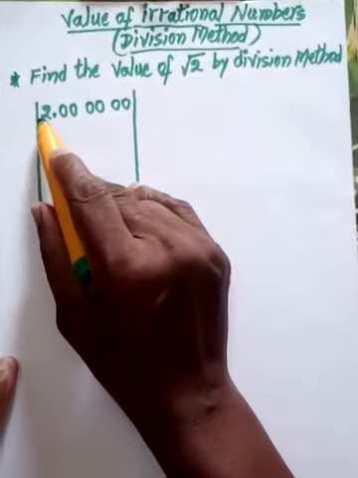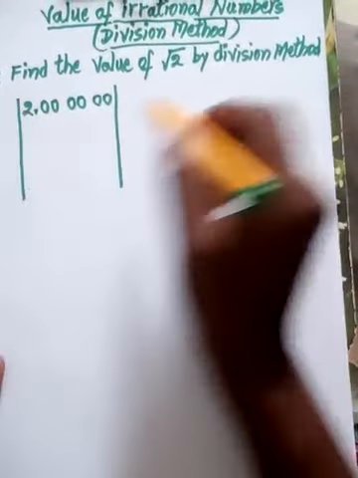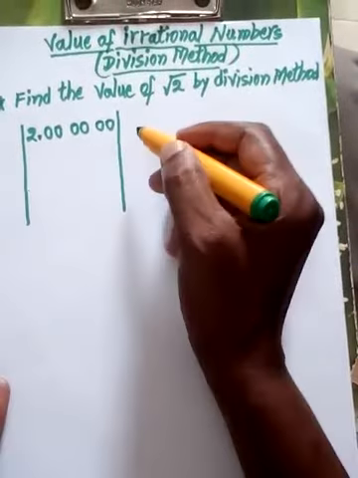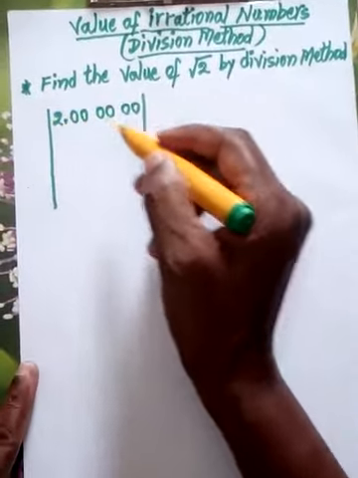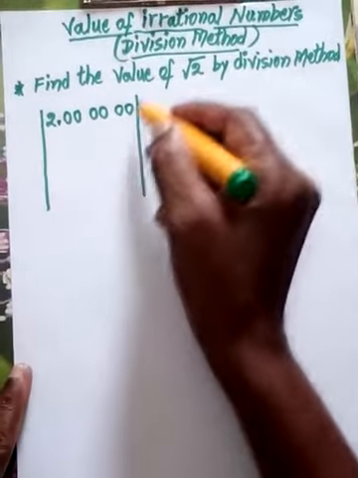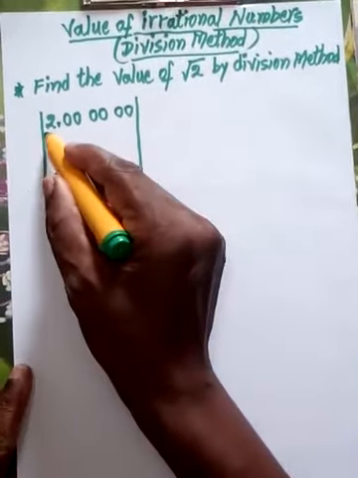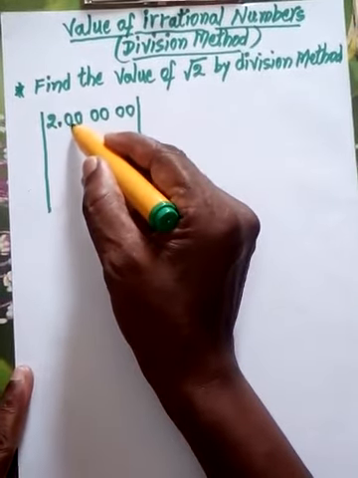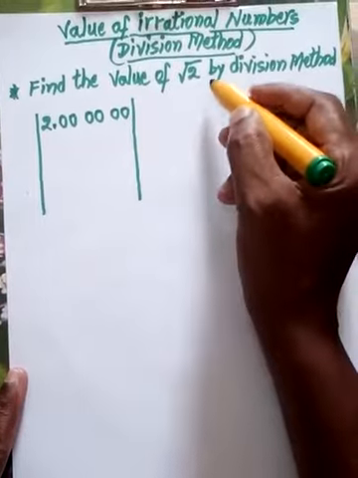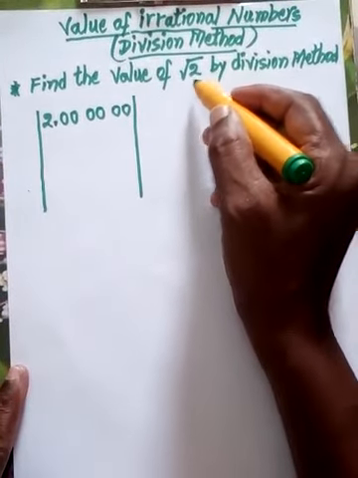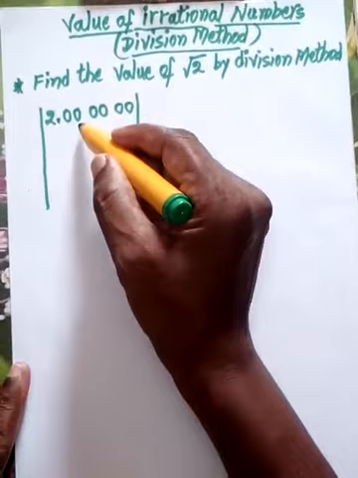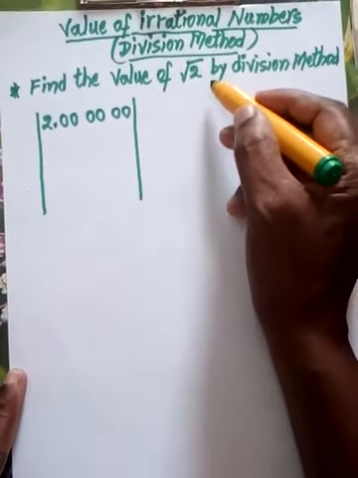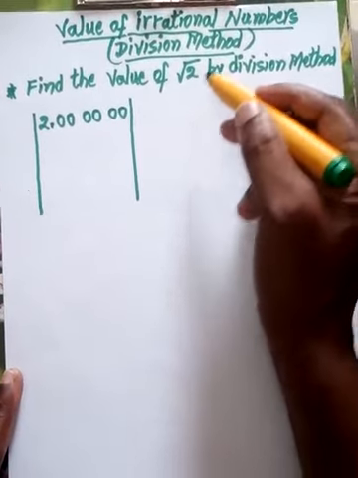So division, we know actually we use some brackets. Instead of these brackets we have drawn two lines on both sides of this 2, and after 2 we have to make one point and take some zeros. How many zeros we have to take depends on up to how many places we have to find the decimal value of this root 2.